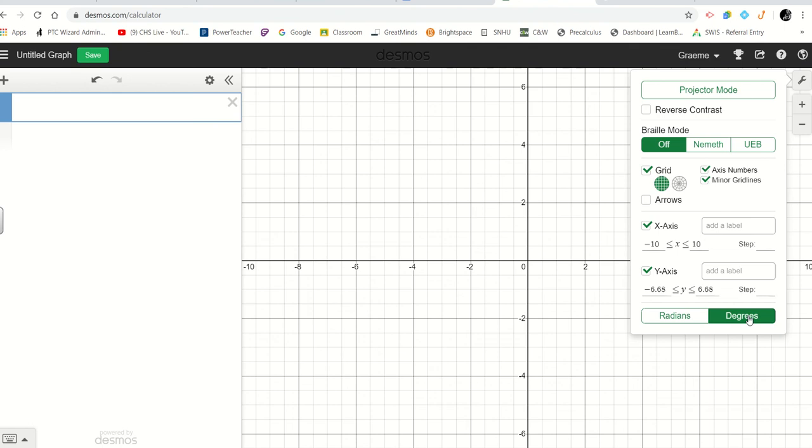On a graphing calculator, you can click on the button Mode and scroll down to where it says degrees and radians and make sure degrees is highlighted. For our purposes right now, Desmos is in degrees.